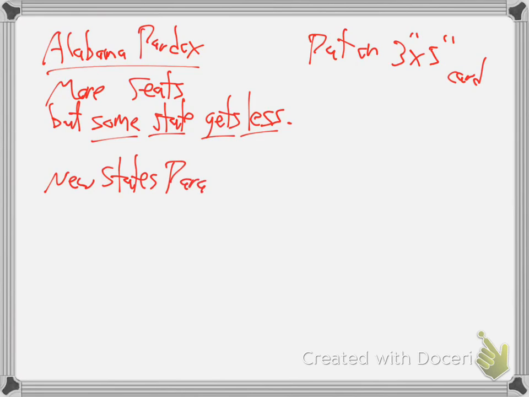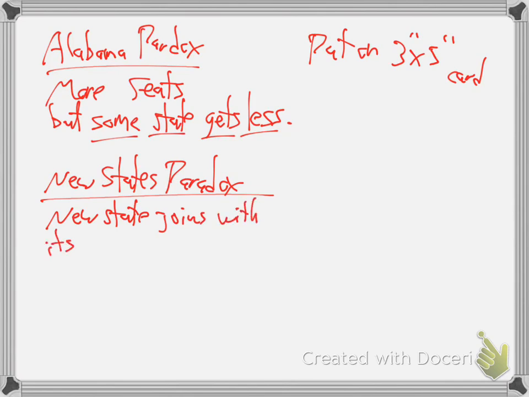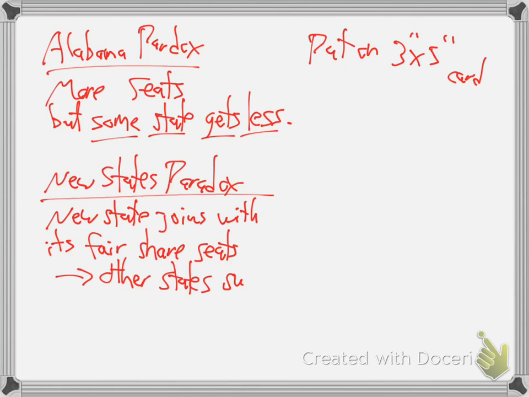These are paradoxes, meaning they're not what we'd expect. They're surprises. Okay, so what is that one? The new states paradox. The addition of a new state with its fair share of seats can cause problems. New state joins with its fair share of seats. Other states switch numbers. That's surprising. Shouldn't happen.